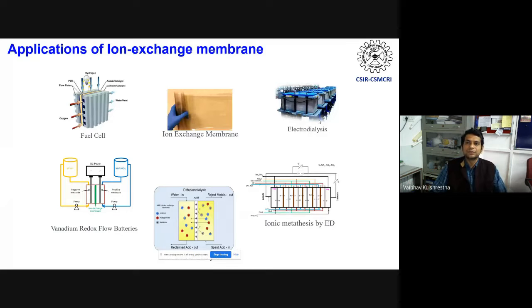Electrodialysis: by electrodialysis, we can remove charge from any organic, and it is also used for removing salt from any solution. Ionic metathesis is also a type of electrodialysis where a 4-compartment cell is used for the exchange of ions. Another application is diffusion dialysis, where an alkaline anion exchange membrane is used, and we can reclaim waste acid or metals from a mixture by this process.